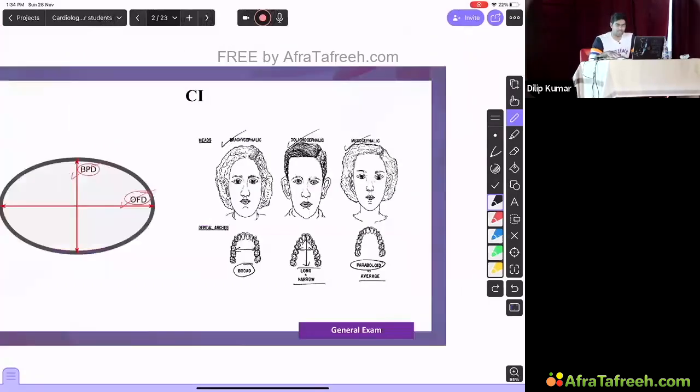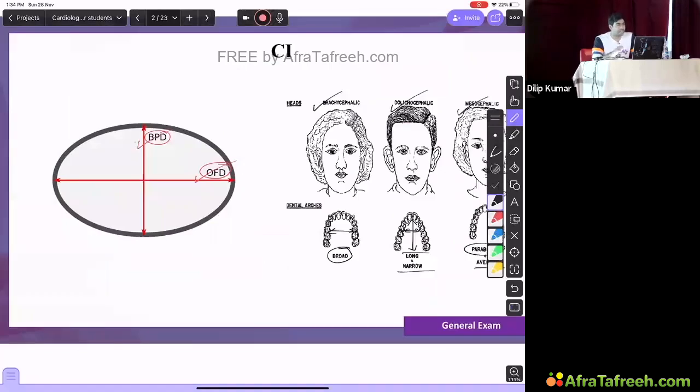To be honest, in my congenital heart disease discussion, they asked this one, the cephalic index and the different types of dental arches. And my examiner asked the method to find out the high arched palate. What is the definition of high arched palate? That was the question given to me.